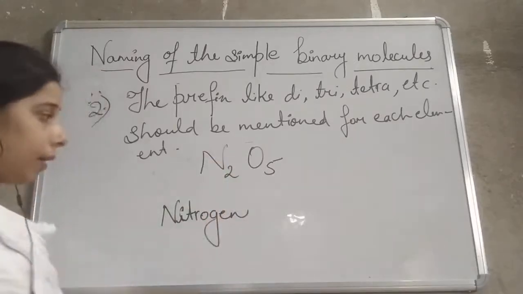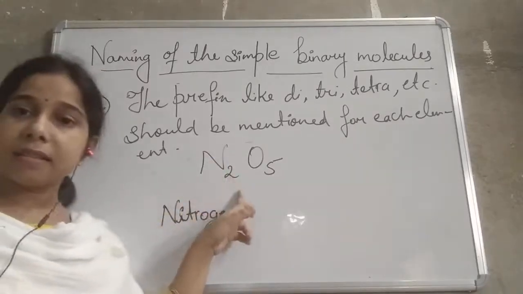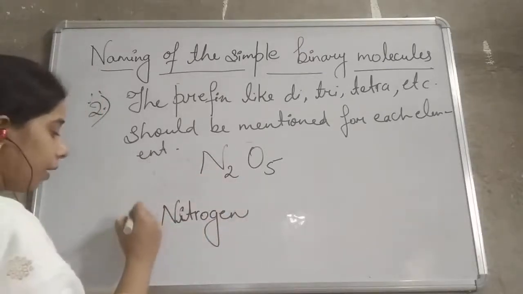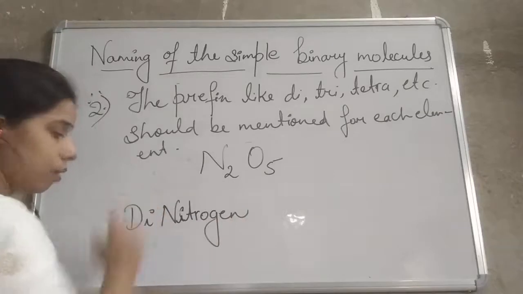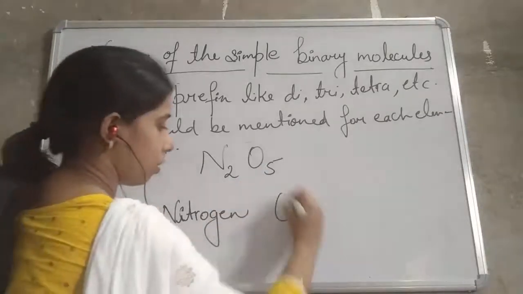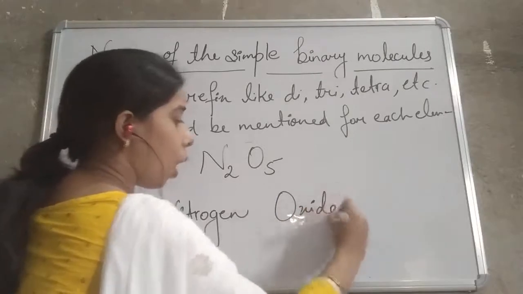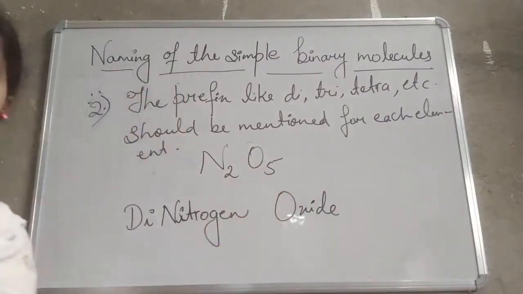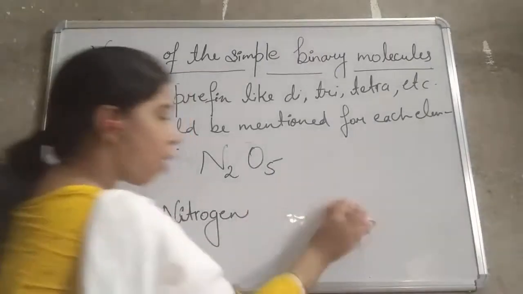Okay, but this nitrogen consists of 2 atoms in it. So, we will write here dinitrogen oxide. And how many oxygen atoms are there? That is 5. So, we will write here dinitrogen pentaoxide.